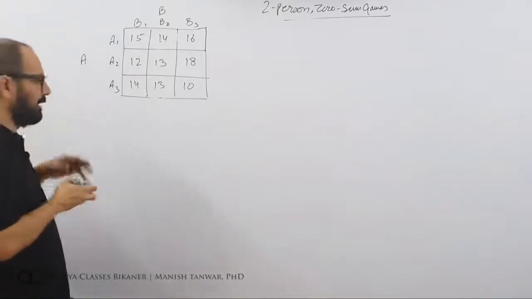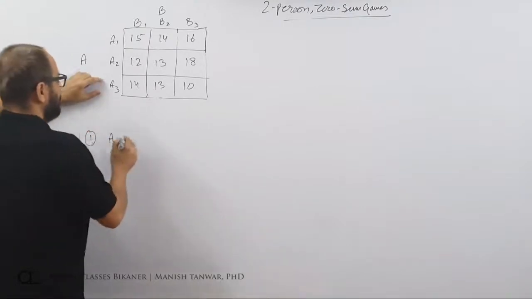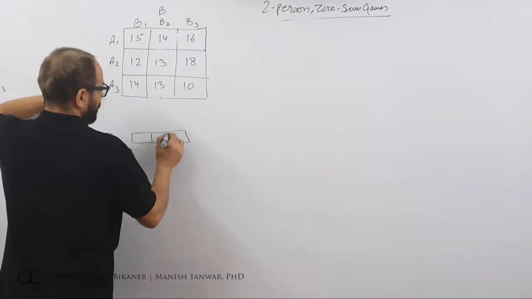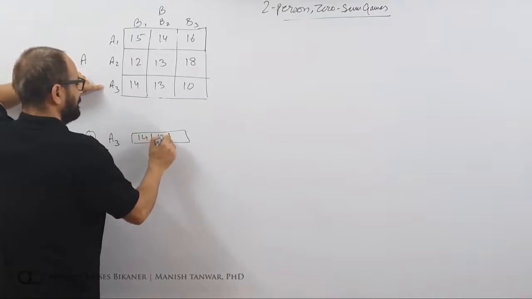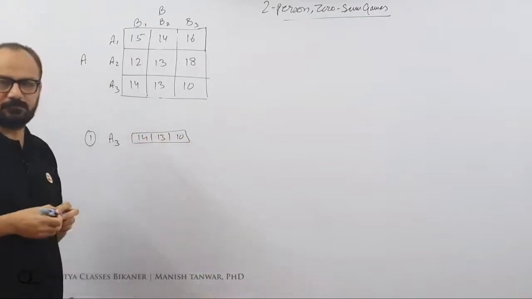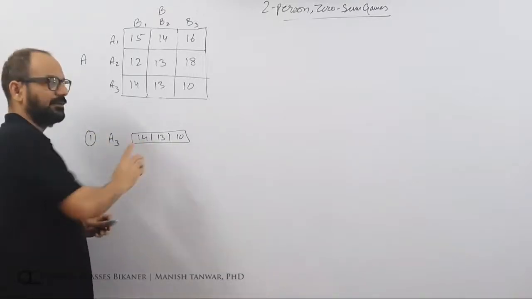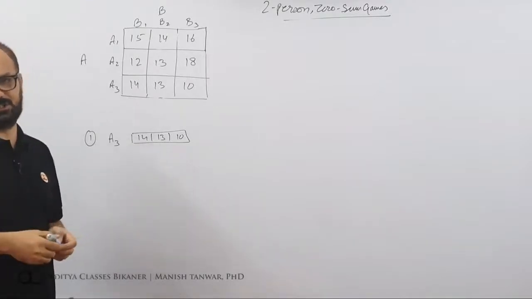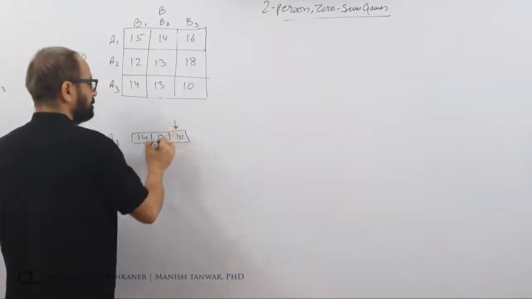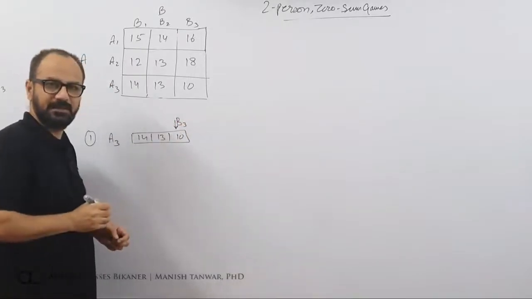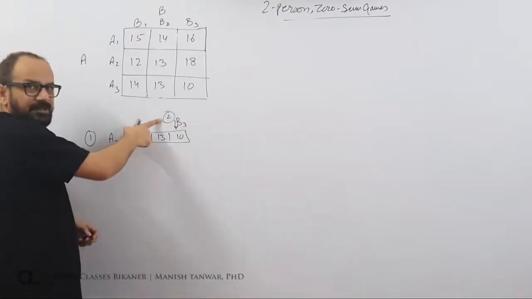Now, suppose A has to take first call and A goes ahead with a call of A3. This is our first step. A knows that when it takes this strategy, it can win 14, 13 or 10. What will B do in such case? For B, it is a loss of 14, loss of 13, loss of 10. B will jump to B3. So, we started with A3, B jumped to B3.